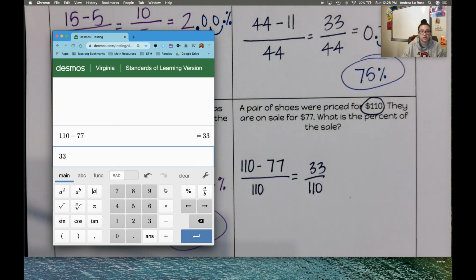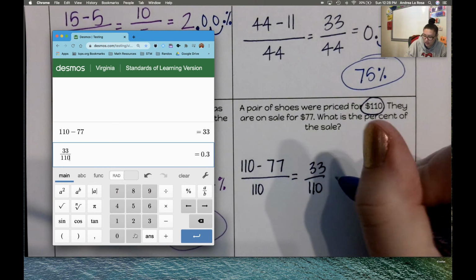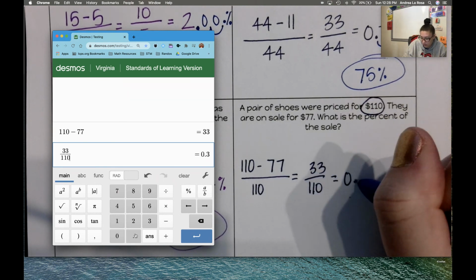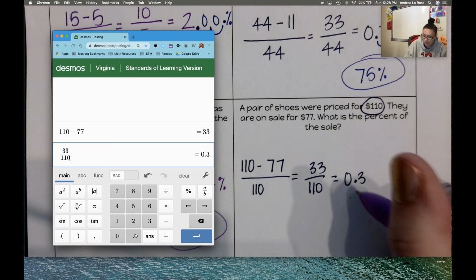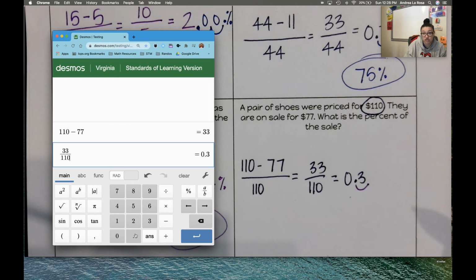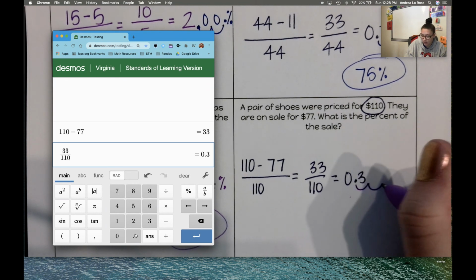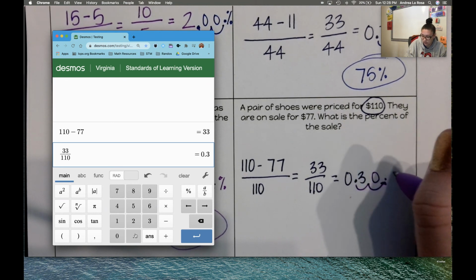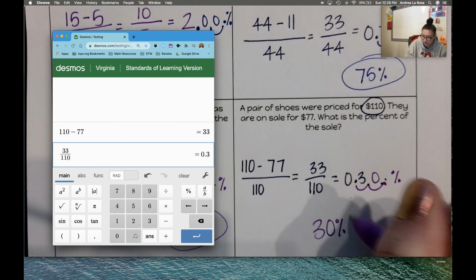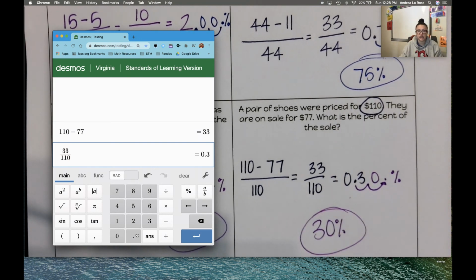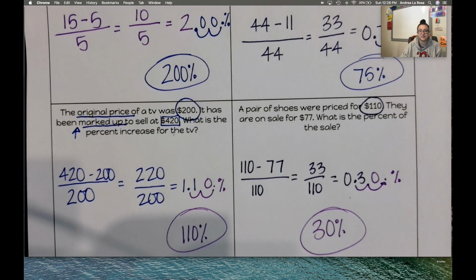So I'm going to do 33 divided by 110, and I get 0.3, like Beyonce tells us to do. We're going to move that decimal point. Oh, wait, like she doesn't tell us to do. We're going to go backwards, the opposite way, to the right. So you should get that that's a 30% discount, a 30% sale.